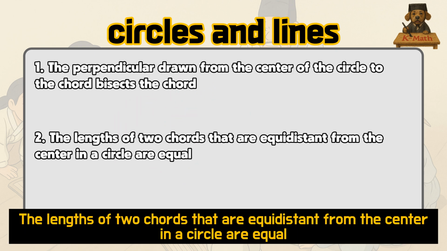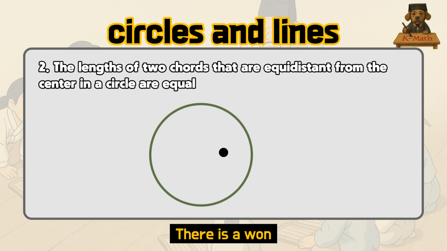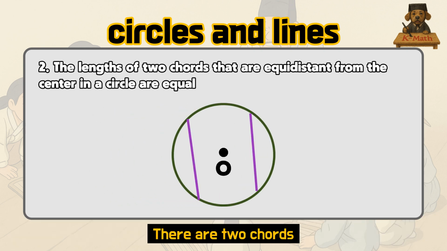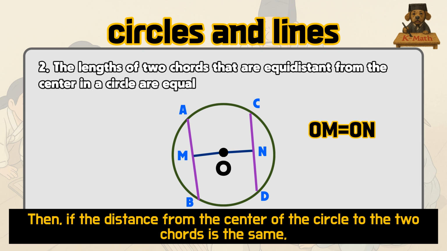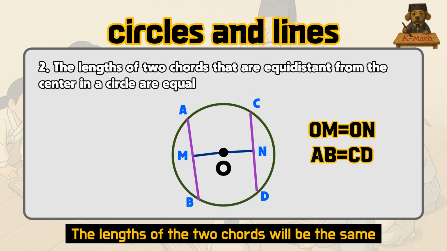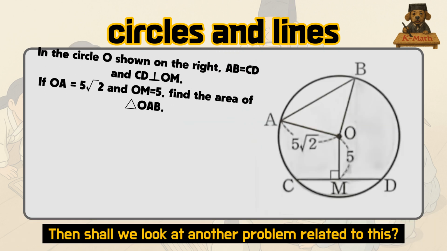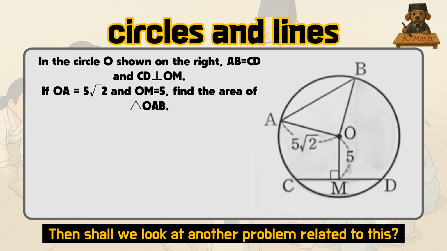The lengths of two chords that are equidistant from the center in a circle are equal. There is a circle. There are two chords. Then, if the distance from the center of the circle to the two chords is the same, the lengths of the two chords will be the same. Then, shall we look at another problem related to this?